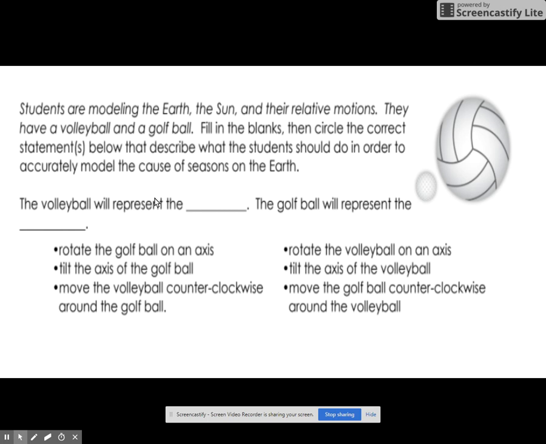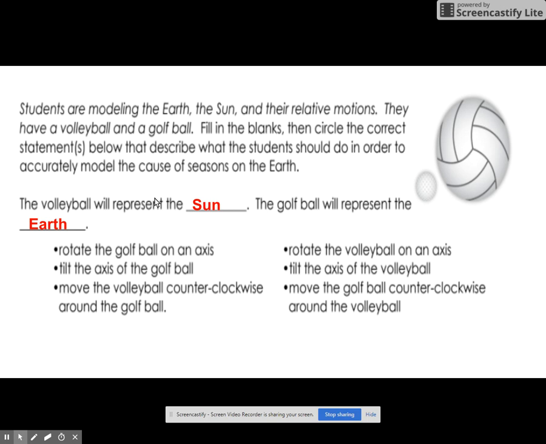Next, the students are now modeling the earth, the sun, and their relative motions. And they have a volleyball and they have a golf ball. So we want you to fill in the blanks for what should be correct as far as seasons. So the first one was day and night. This one's going to represent seasons. All right, so what does the volleyball represent? Of course, the volleyball, which is significantly bigger, represents the sun, and the golf ball is going to represent the earth.